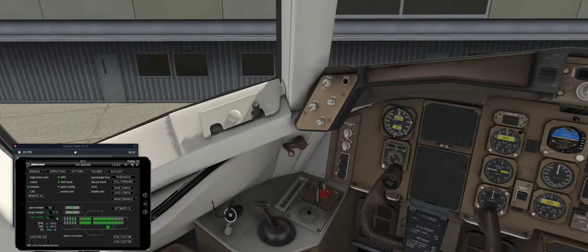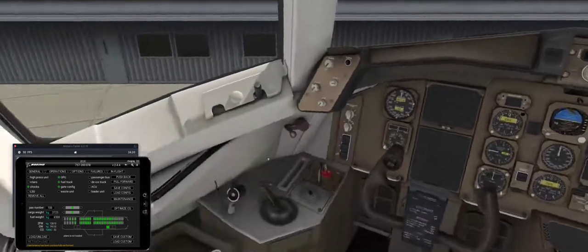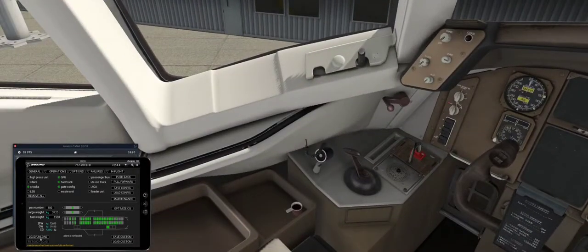And 6,500 kilograms of fuel is appropriate for this flight. I've set 100 passengers and about 25 kilograms of cargo. And we'll see what that looks like and feels like. Do maintenance to make sure that the fluids are filled and anything that's broken is fixed. And then we'll load the aircraft.